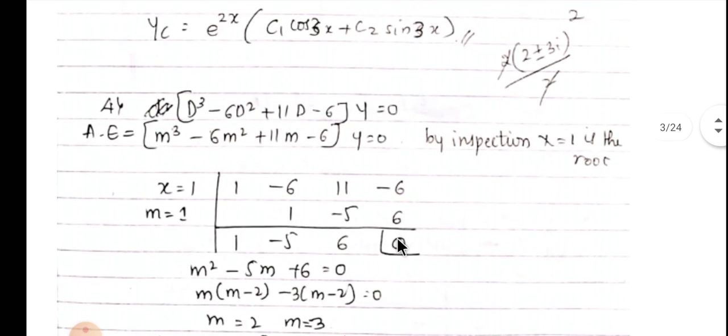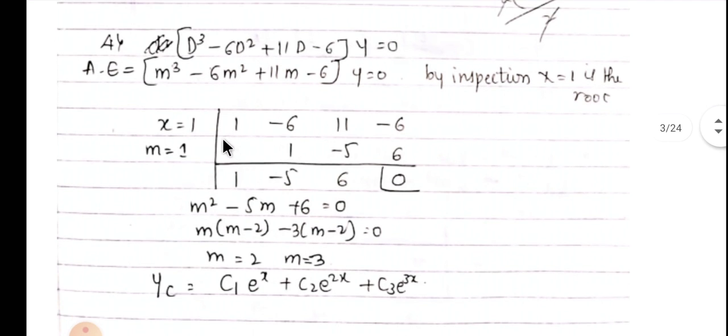Next, fourth example. Please observe the equation is cubic, that is D cube minus 6D square plus 11D minus 6 of y is equal to 0. When the equation is cubic, you will get 3 roots. Now, it cannot be solved by the normal factorization method or by Sridhar's formula. Therefore, by inspection, we are following the synthetic division method.